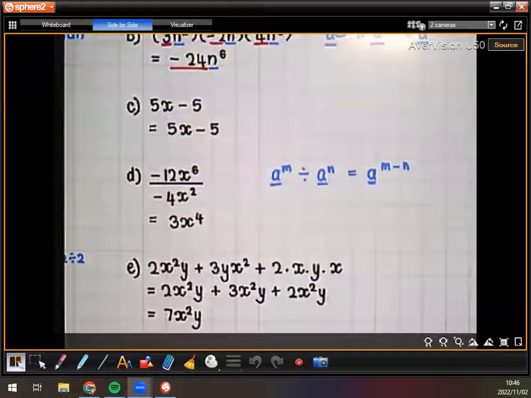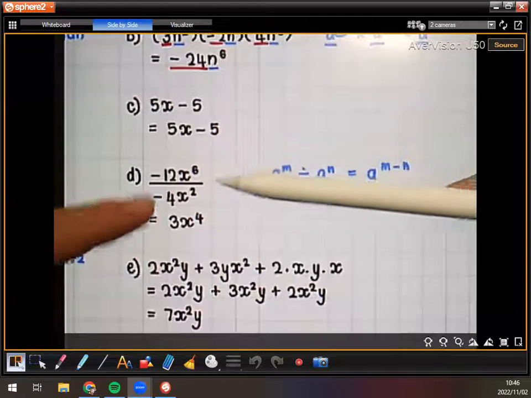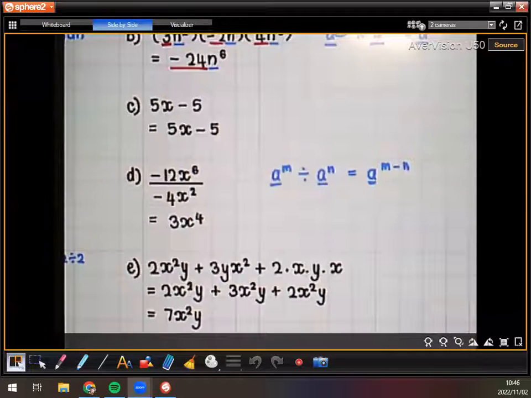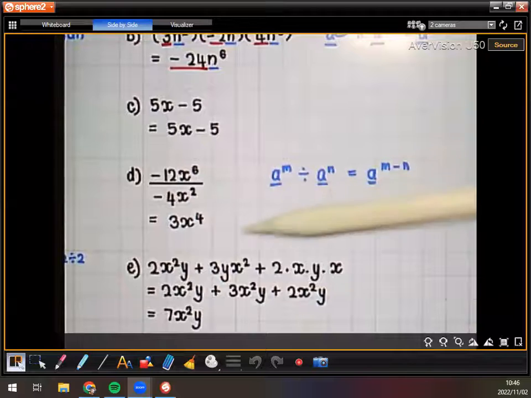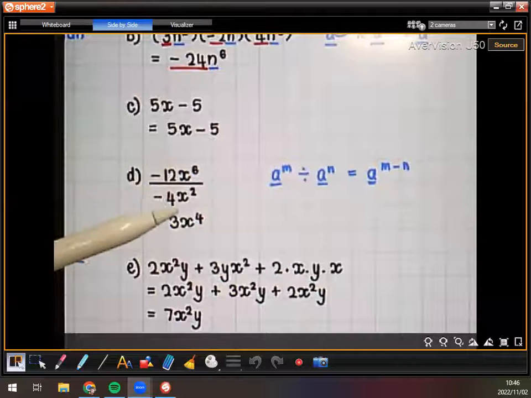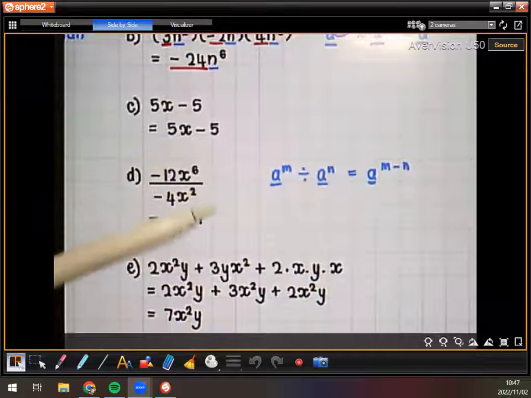Or, guys, you remember that we used to say it like this. We used to say, how many x's do I have at the top? If it's x to the 6, how many x's is that? 6. X to the 6, 6 x's, okay? At the bottom, I have 2. Where do I have 4? At the top or the bottom? At the top. How many more do I have at the top? 4, right? I have 6 at the top, 2 at the bottom. I have 4 more at the top. So I have one x to the 4 at the top.